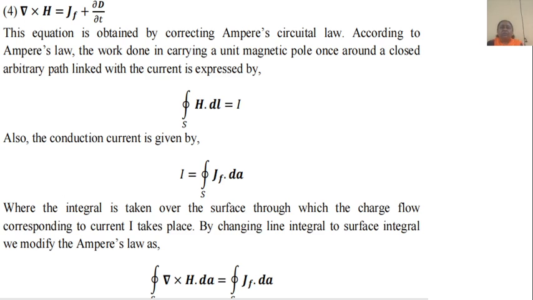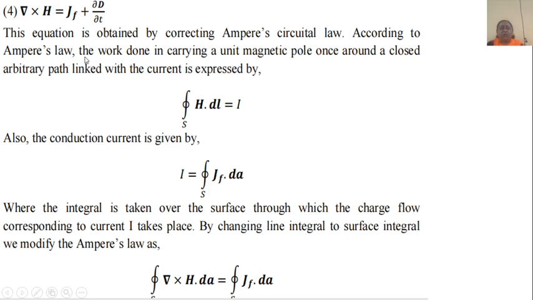Now, the fourth Maxwell equation, that is del cross H equal to JF plus delta D by delta T. This equation is derived using the Ampere circuital law. So this equation is obtained by correcting Ampere's circuital law.